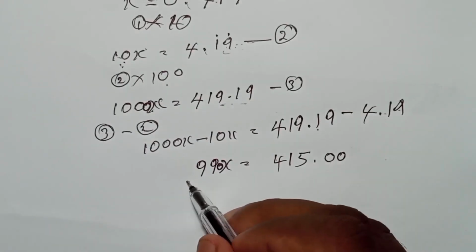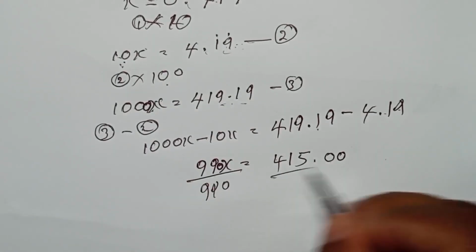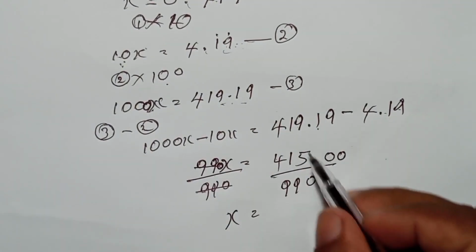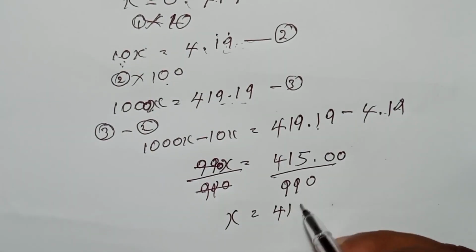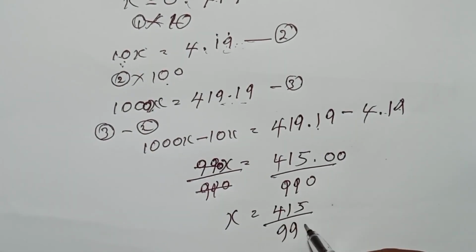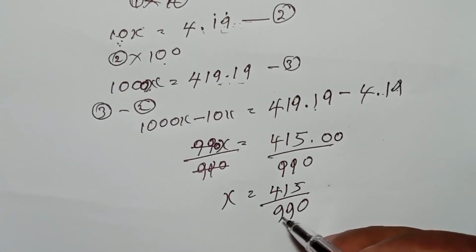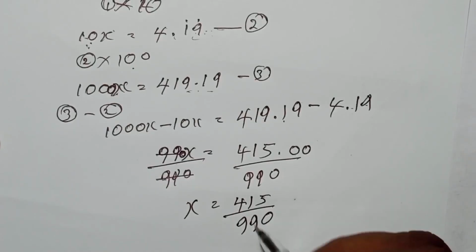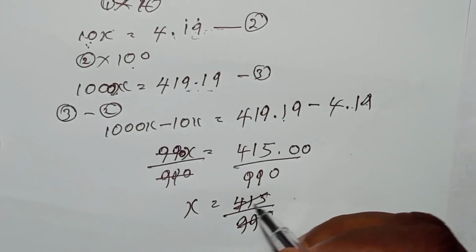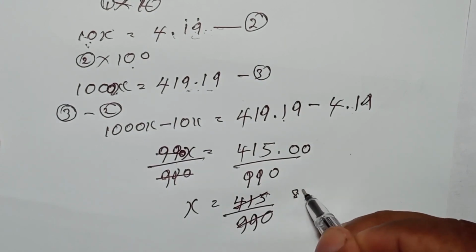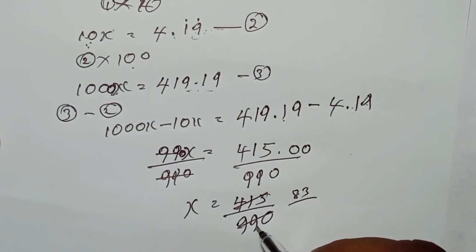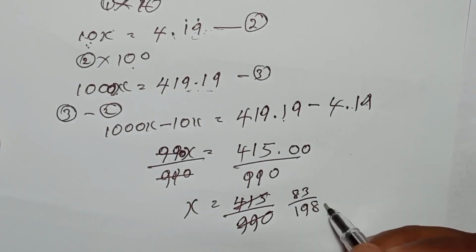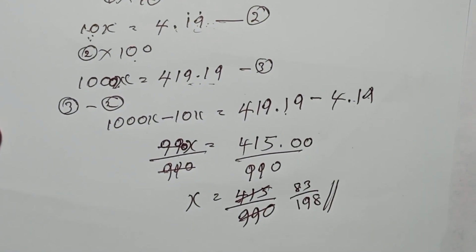Now divide both sides by 990 to get the x value. So this is our answer, 415 over 990. Someone can simplify this. If you need, you can divide both by 5. You divide both by 5, and your answer will be: how many 5s are there in 415? It will be 83, and in 990 it will be 198. So like this you can keep the answer in its simplest form.